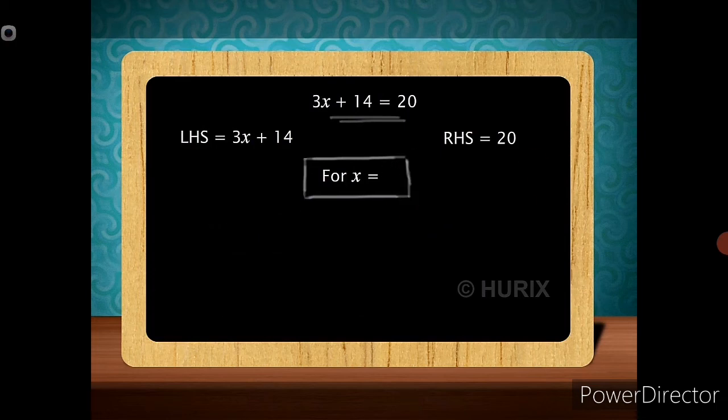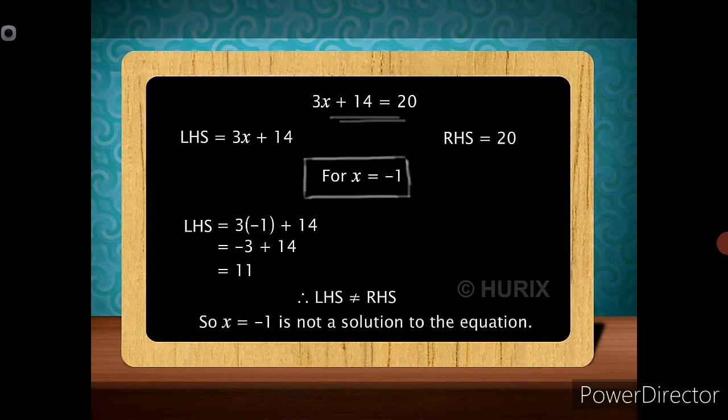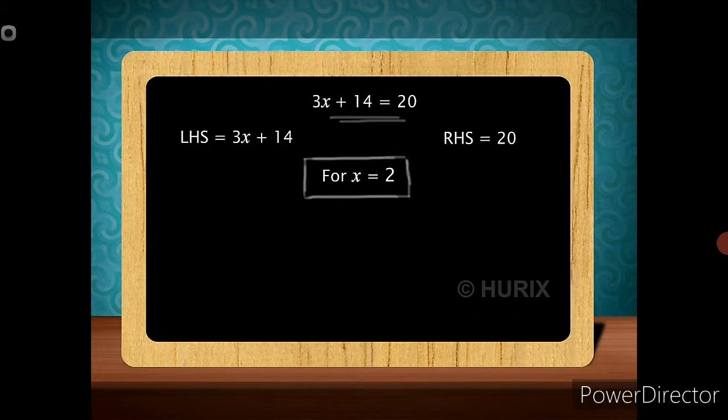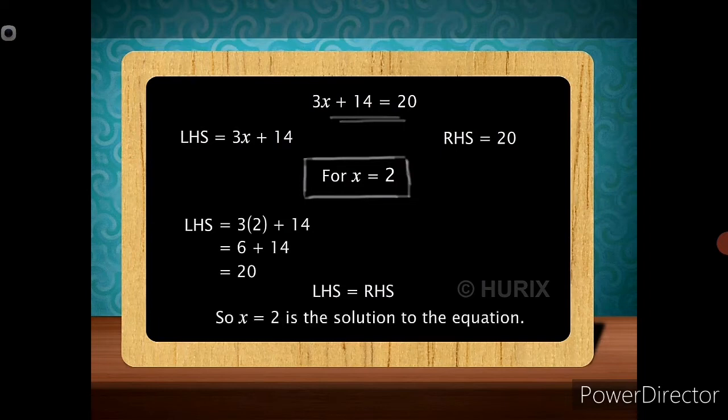Next, let's take the value of x as -1 and see if it is the solution to this equation. Substitute x with -1 on the left-hand side. Again, the left and right-hand sides are not equal. So, x equal to -1 is not a solution to this equation. The solution of this equation is given by x equals 2.